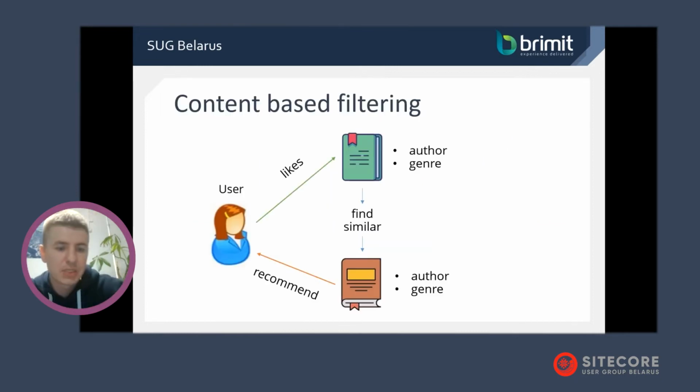Okay, let's start with content-based filtering. Let's say there is a user who likes books of a specific author or genre. Based on this information, a content-based filtering algorithm can easily find books that have the same or similar attributes. So similarity in content-based filtering is measured against item attributes.